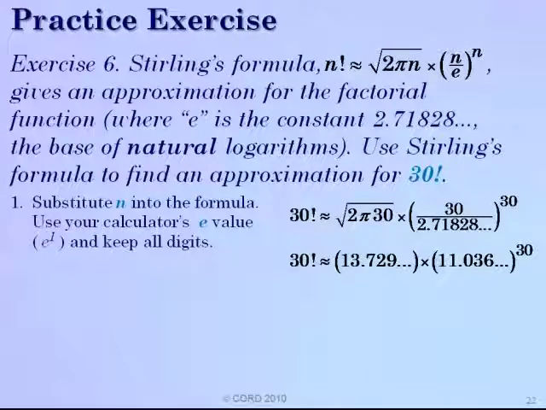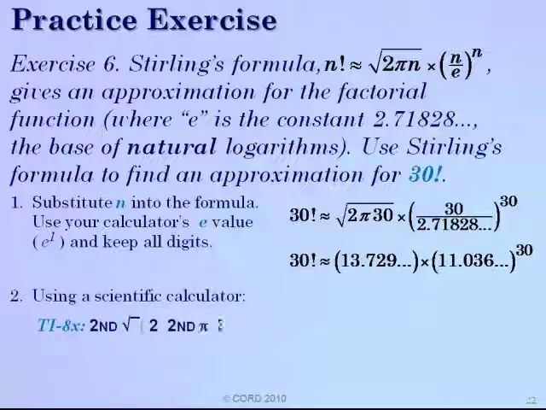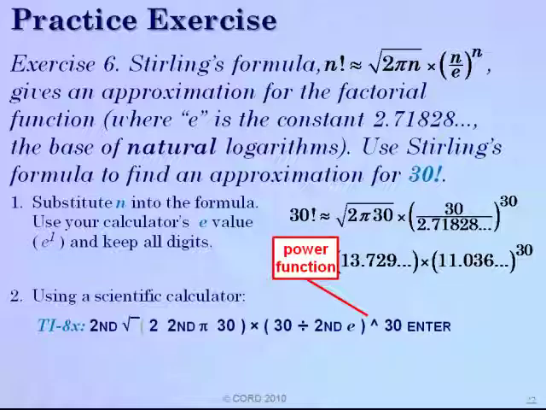So you'll have numbers something like this. The square root of 2 pi 30 is about 13.729. In your calculator, you'll keep all of those digits. And 30 divided by 2.71828, etc., is about 11.036. And again, you'll keep all the digits and raise that to the 30th power. And with the scientific calculators, with the TI-80 series, you'll do something like this, using the power function to the 30 power, like before.